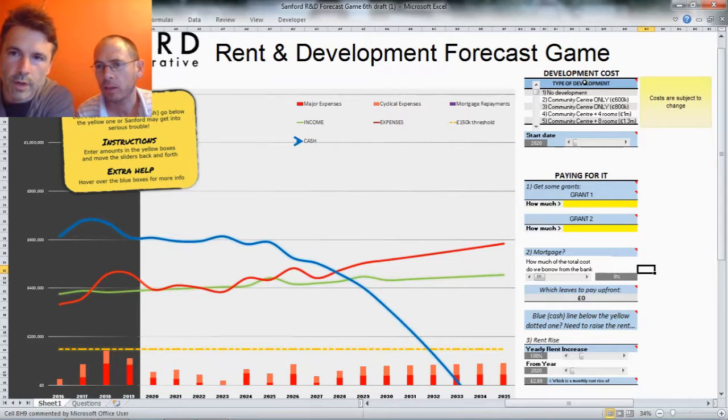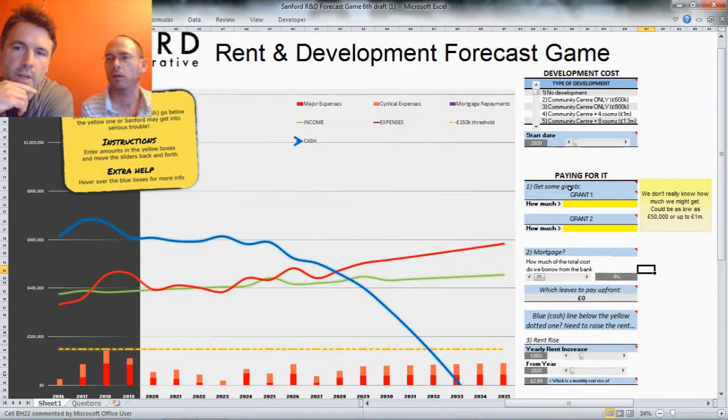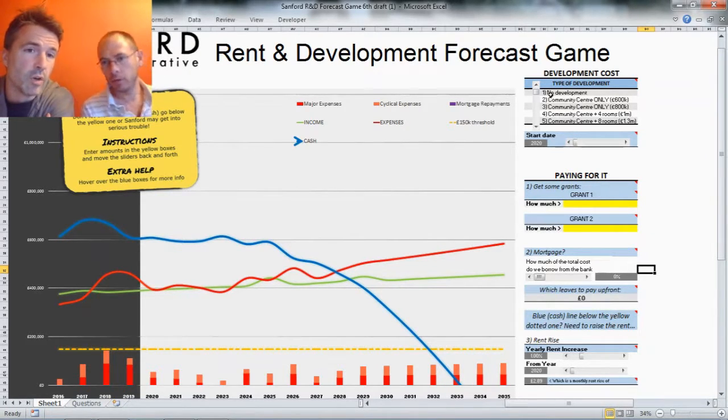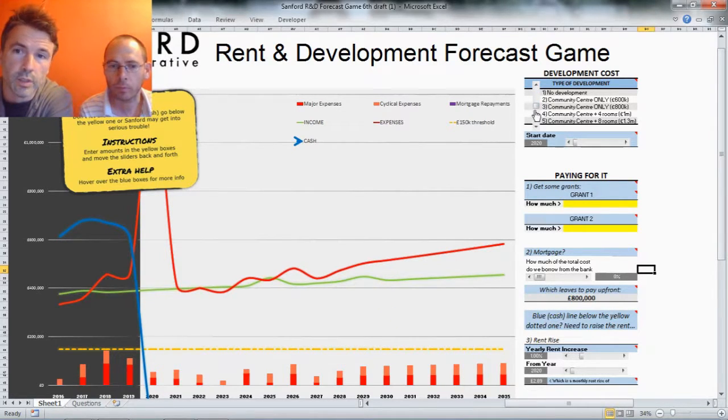Okay, so the main thing I can see on the right hand side, wait, what's that? Whenever you hover over a blue cell, there are some little notes about what it is in a bit more detail and an extra bit of help. But basically just play around and see how you go. You can move the sliders and you can put amounts of money in the yellow boxes.